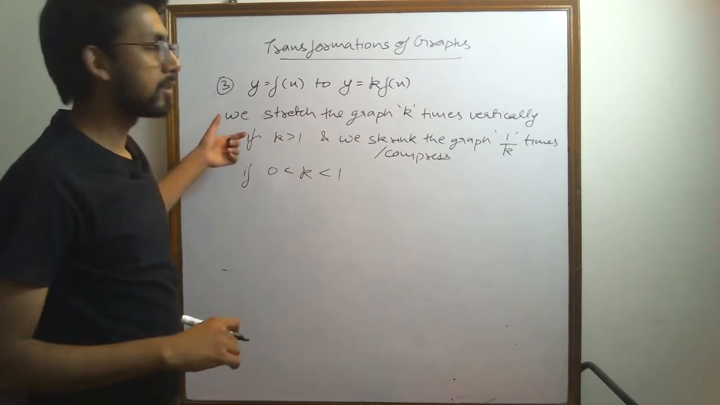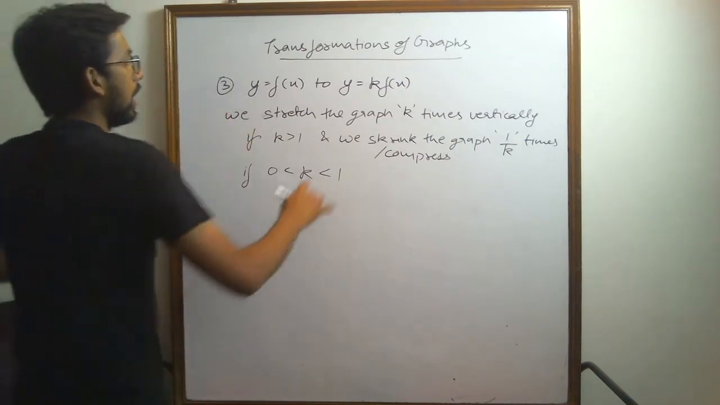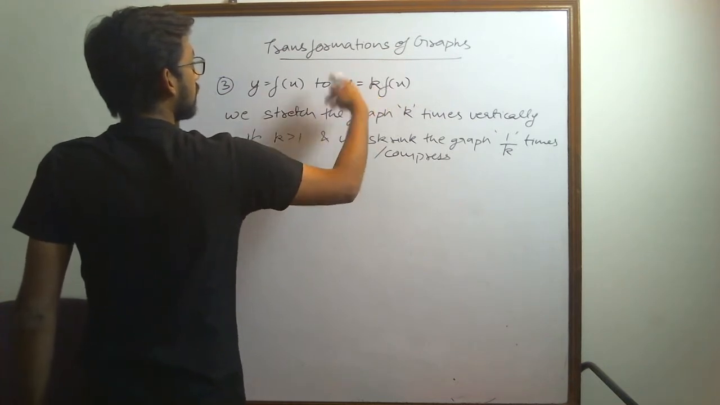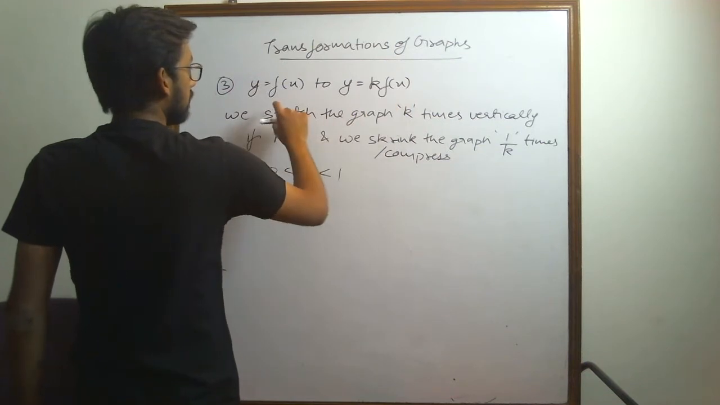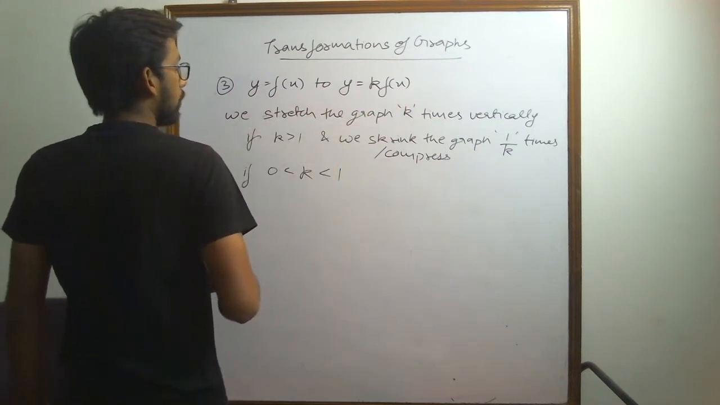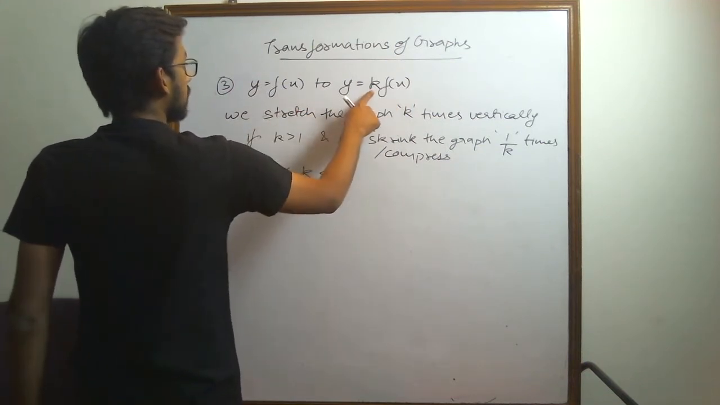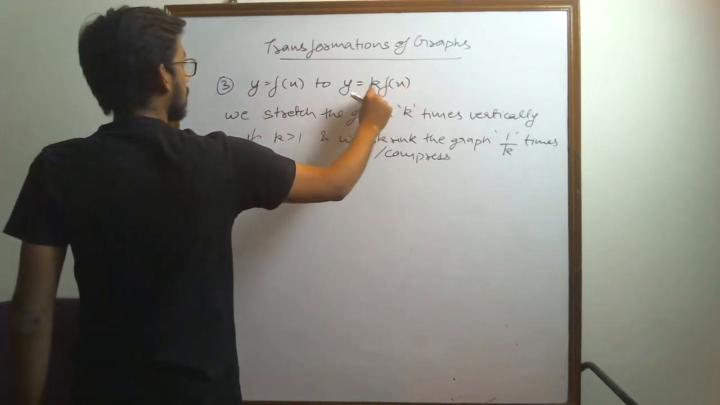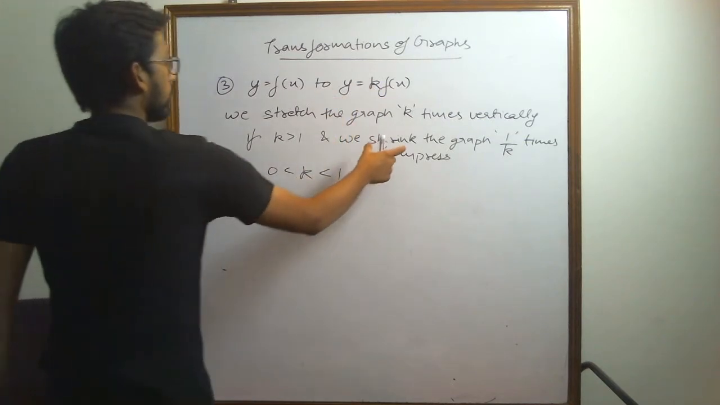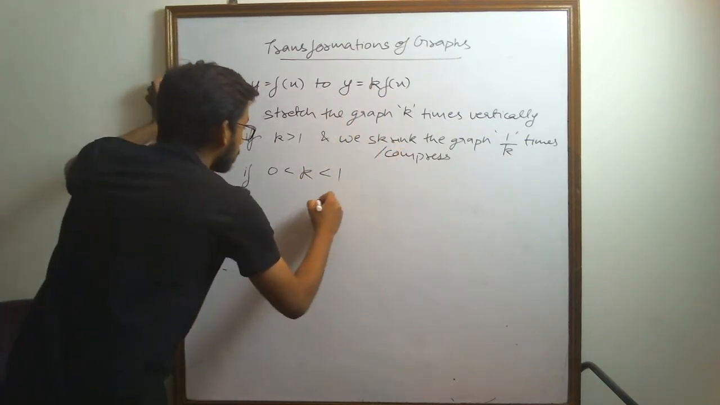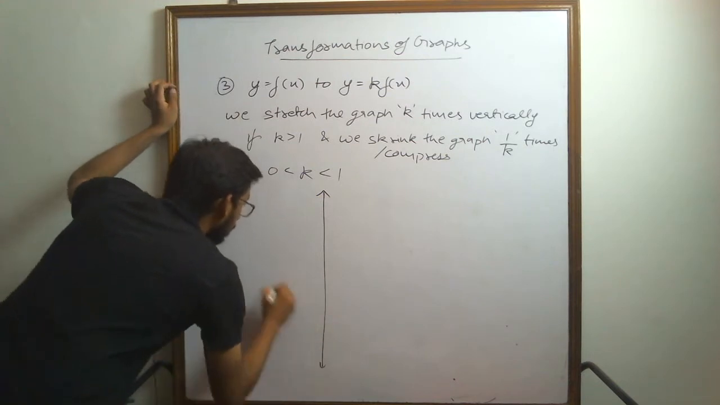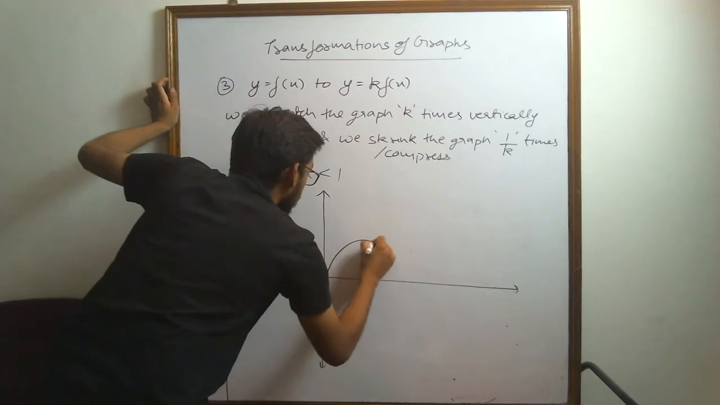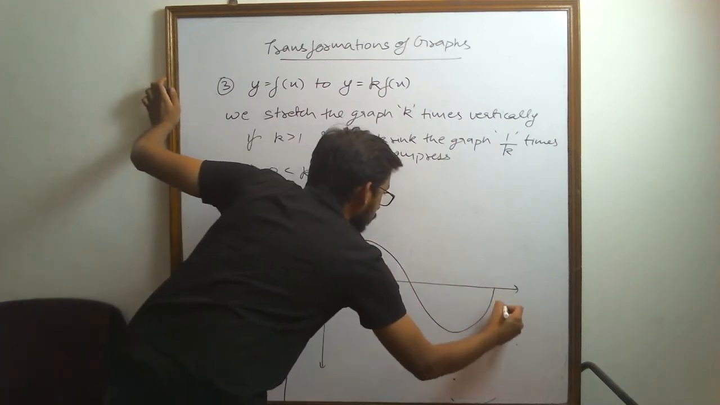Now why this is because if I am multiplying a value more than 1 to the whole function, the value of y is increased k times. That's why we stretch the graph k times if k is greater than 1. And if a value between 0 and 1 is multiplied to the whole function, the value is decreased 1 by k times. That's why we shrink the graph in that case. For example, this is the graph of y is equal to sin x from 0 to 2 pi.